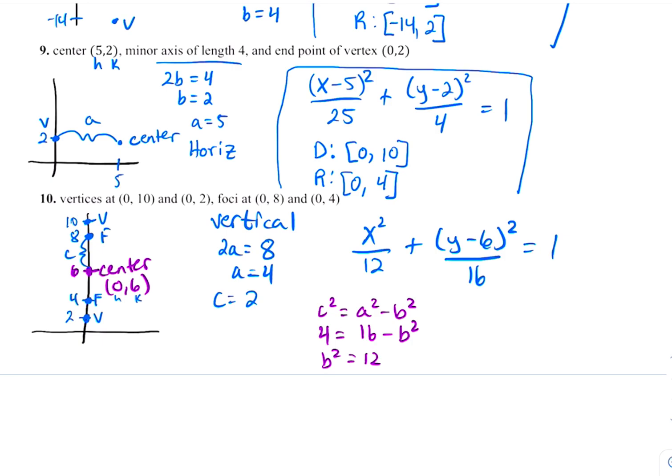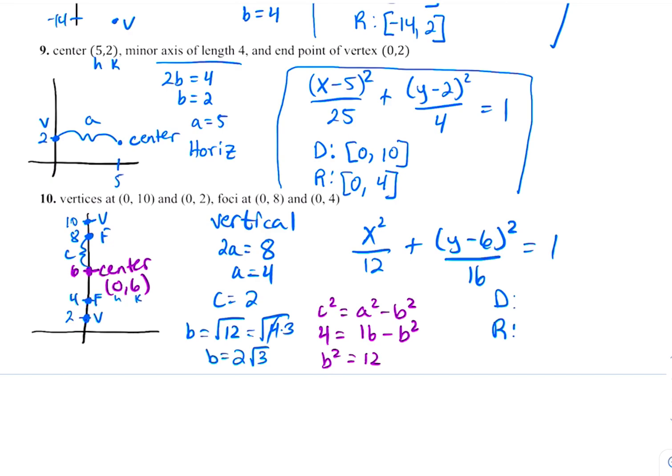And then I will need to take the square root of it to figure out my domain and range. Now, if I didn't need the domain and range, then I wouldn't have to worry about that part. So B is equal to the square root of 12. So I'm thinking of that as 4 times 3. And then the square root of 4 is 2. And then 3 stays inside that radical.